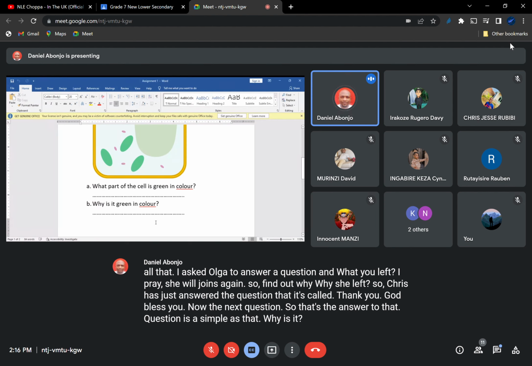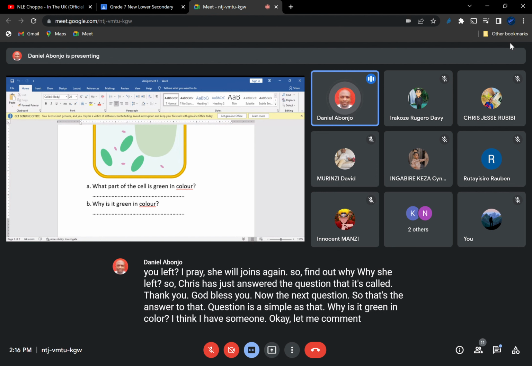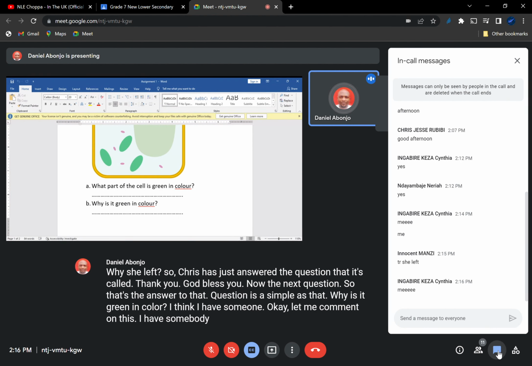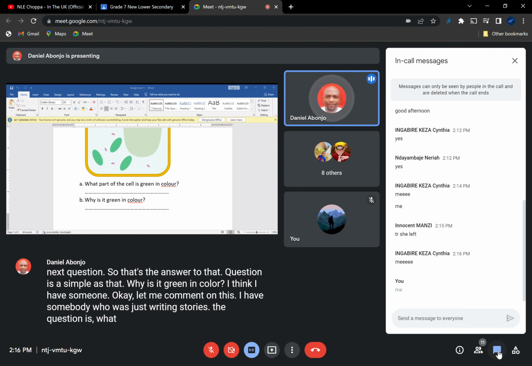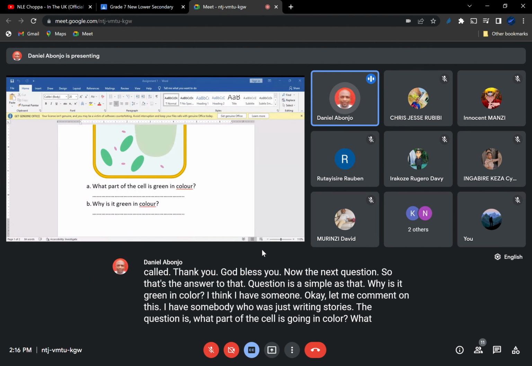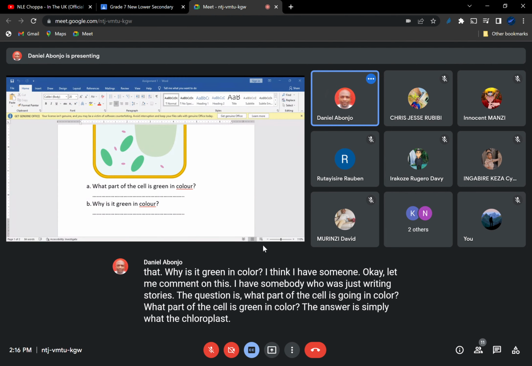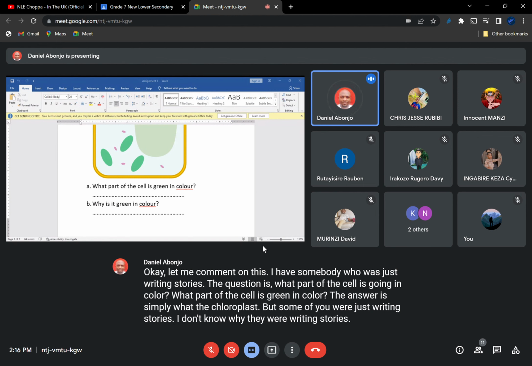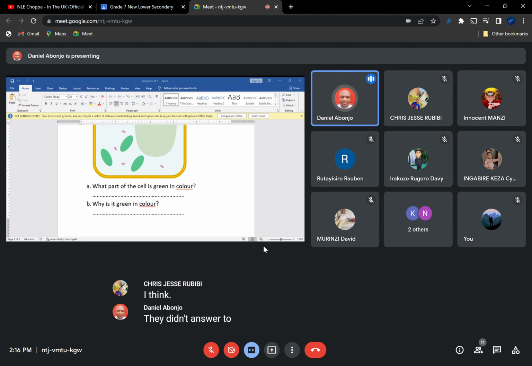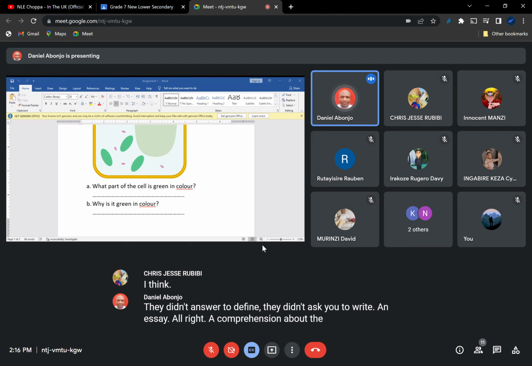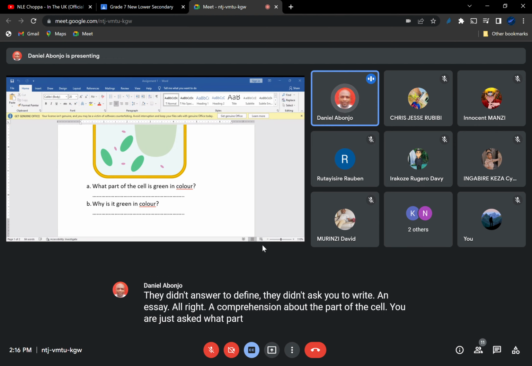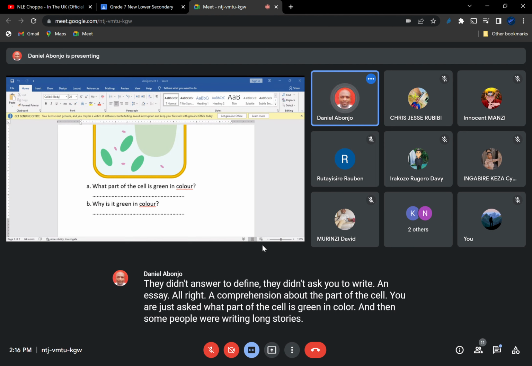Why is it green in color? Let me comment on this. I have somebody who was just writing stories. The question is, what part of the cell is green in color? The answer is simply the chloroplast. But some of you were just writing stories. They did not ask you to explain anything, to define, or to write an essay or a comprehension about the part of the cell. You are just asked what part of the cell is green in color. And then some people were writing long stories.